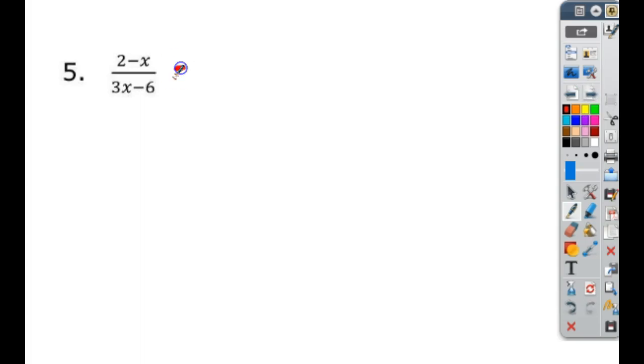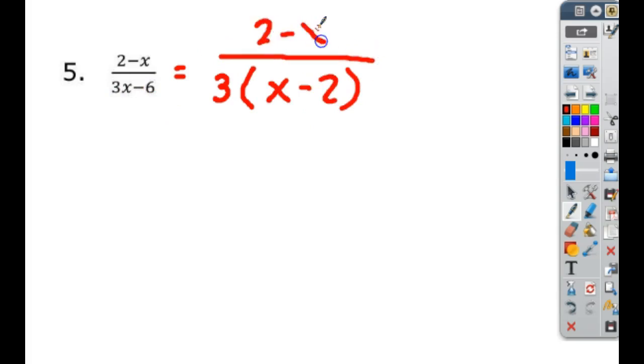Let's see. Looks like a 3 would factor out of the denominator. I said cancel. I meant factored out. And so x minus 2, 2 minus x. Now this has an x minus 2, and this has an x and a 2. It looks like those would cancel, but the signs are not the same. This has a negative x, and this has a positive x. This has a negative 2, and that has a positive 2.